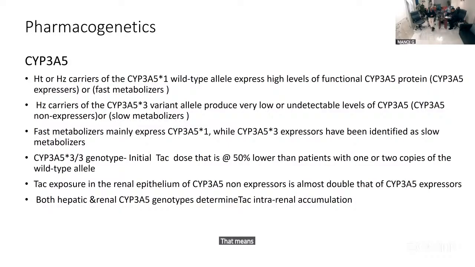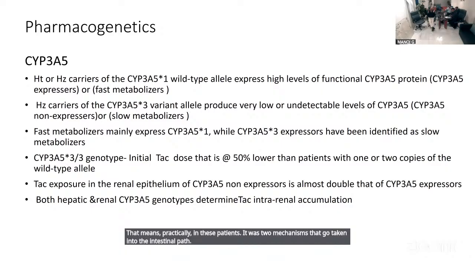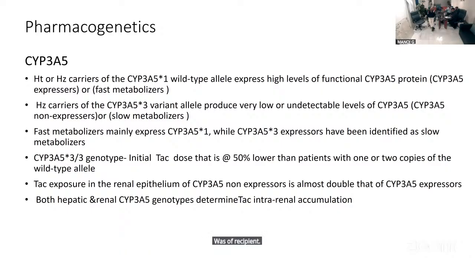That means practically in these patients, there were two mechanisms: the intestinal part was of recipient CYP3A5 levels, while the liver part was of the donor. I did not know the CYP3A5 level of the donor this time. And that is the reason, expectedly, in spite of having poor metabolizer status, the levels were not high in my patient.